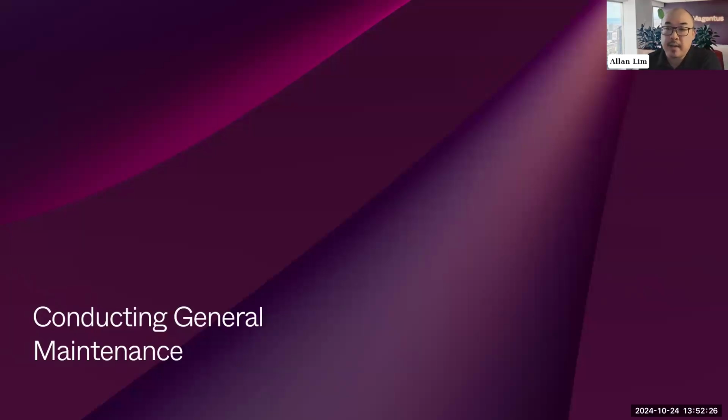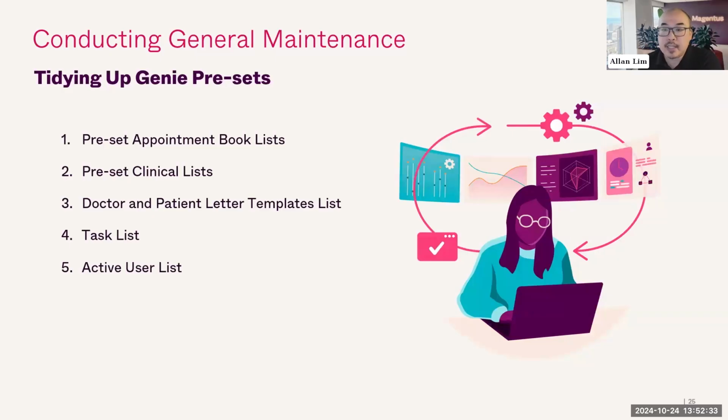The last topic that we're going to cover is conducting general Genie maintenance. Genie provides the function of creating preset lists within a range of different areas, and over time they may accumulate duplicates, misspelled entries, grammatical errors, obsolete data, and overpopulated lists. Common areas within Genie where preset lists can be utilized include the appointment book, clinical record, doctor and patient letter templates list, task list, and the active Genie user list.